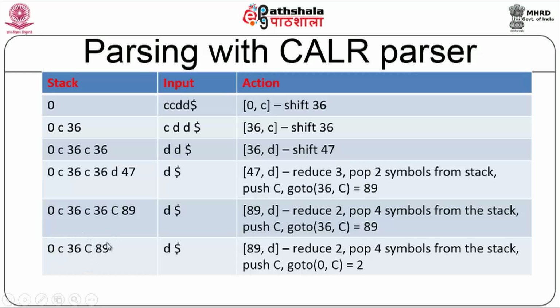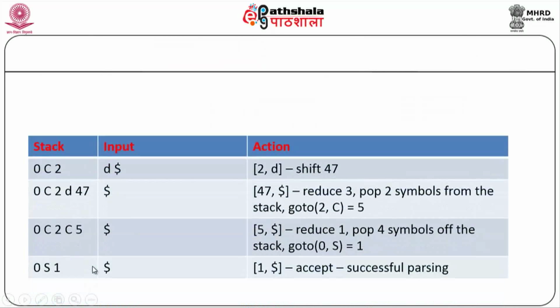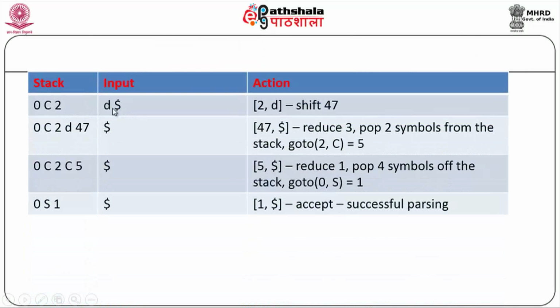So, 3 6 comma C again is going to be 89, and then 2 comma D is shift 47. So D is pushed, 47 is also pushed. So 47 comma dollar will be reduced by the third production. So pop 2 symbols of the stack and go to 2 comma C, it is going to be 5.